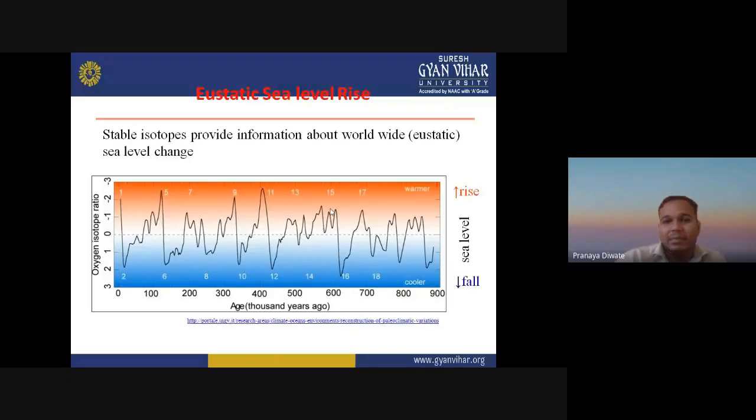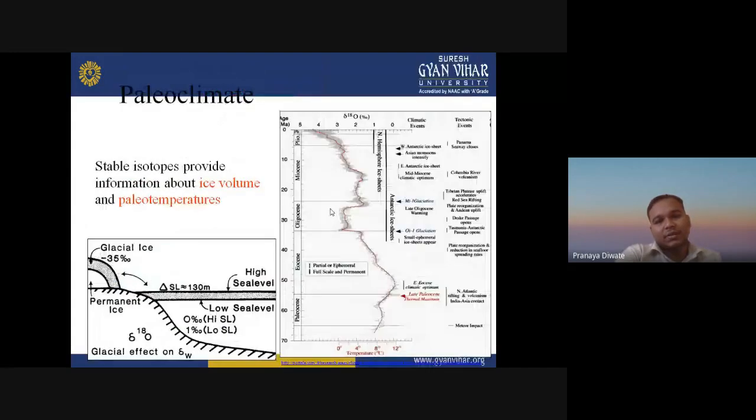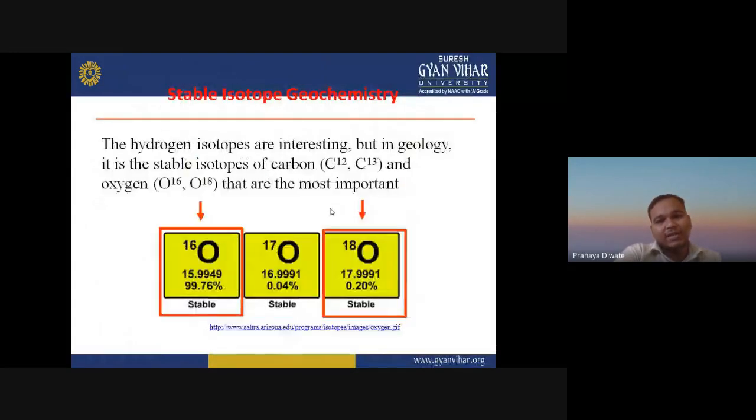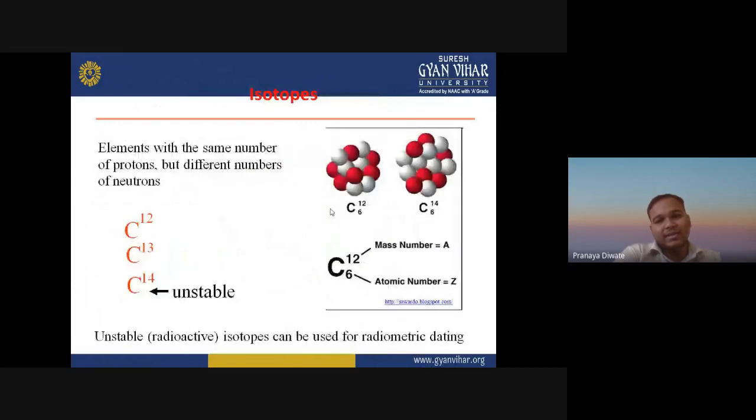So stable isotopes provide information about the past: what kind of vegetation was there, what kind of feeding habits the animals had, and what the age is. So the stable isotope study is a very important one, and to understand it you should know what an isotope is all about, and how we are calculating in all the isotopic studies. So this is all about the isotope.